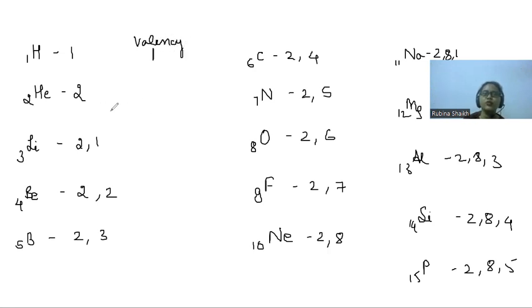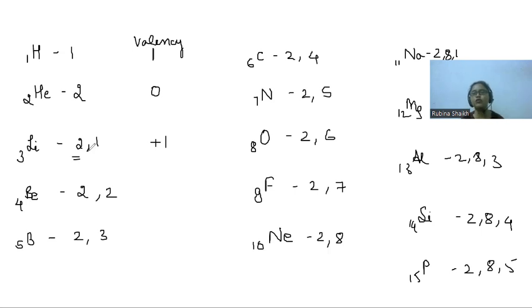Helium has 2, but it is a noble gas, so its valency is 0. For all the noble gases, the valency is 0 because they do not combine with other atoms of the elements, mostly. That is why. So lithium has valency +1 because it can give the electrons and attain the duplet state.